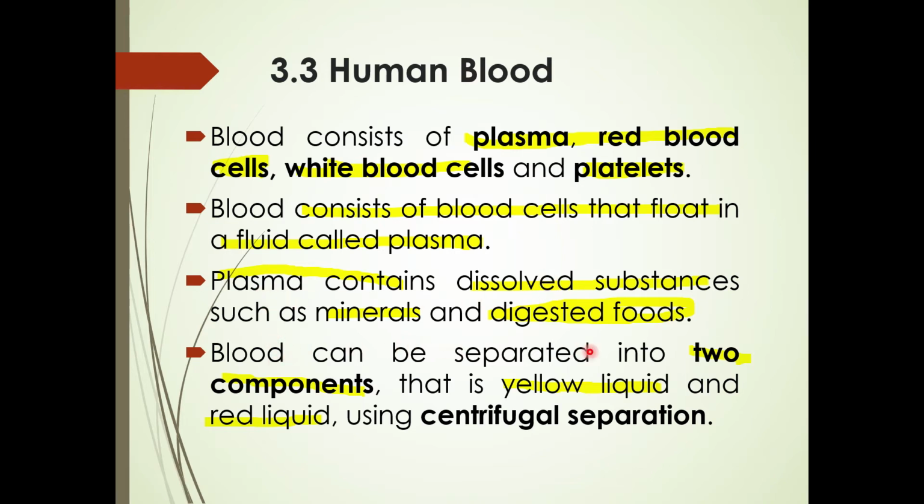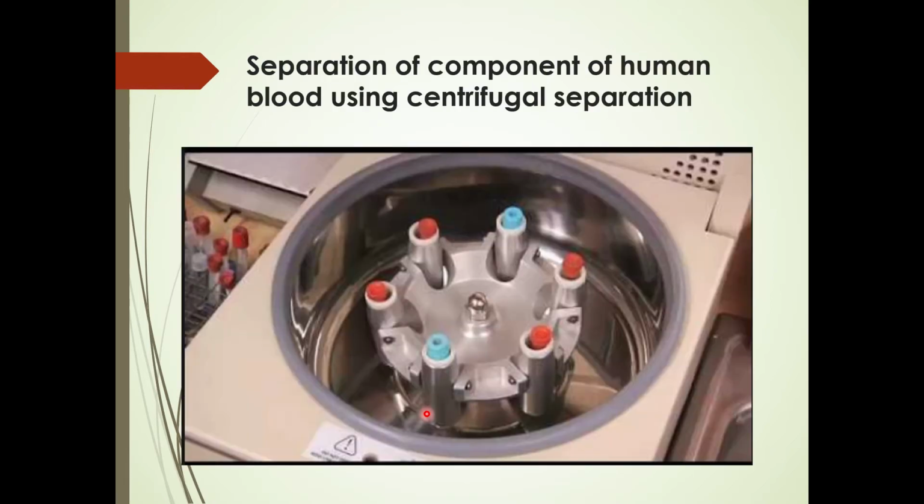Blood can be separated into two components, a yellow liquid and a red liquid. How can we divide blood into these two components? We can use the process we call centrifugal separation. This is how centrifugal separation works: the tubes containing blood will rotate.